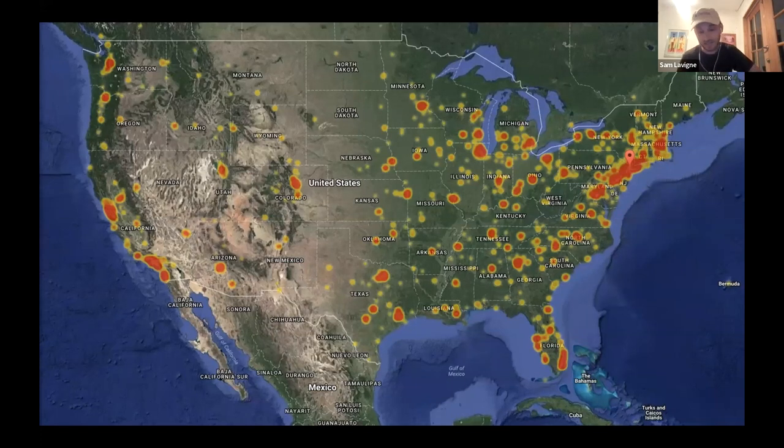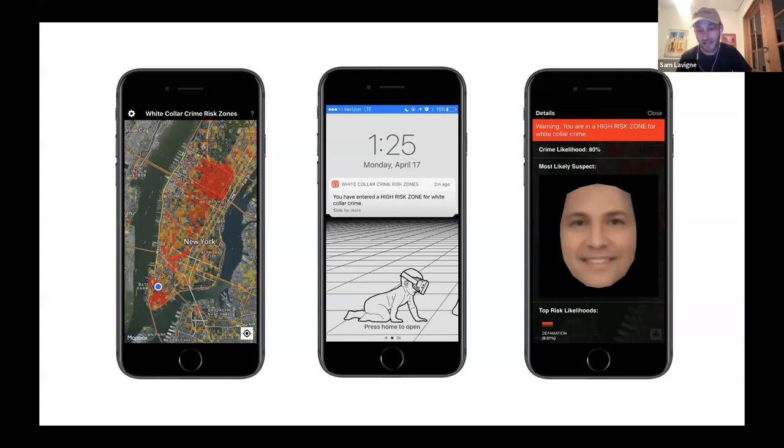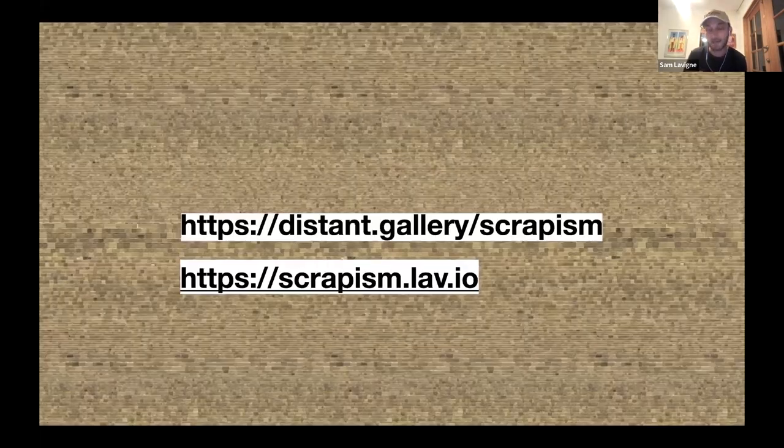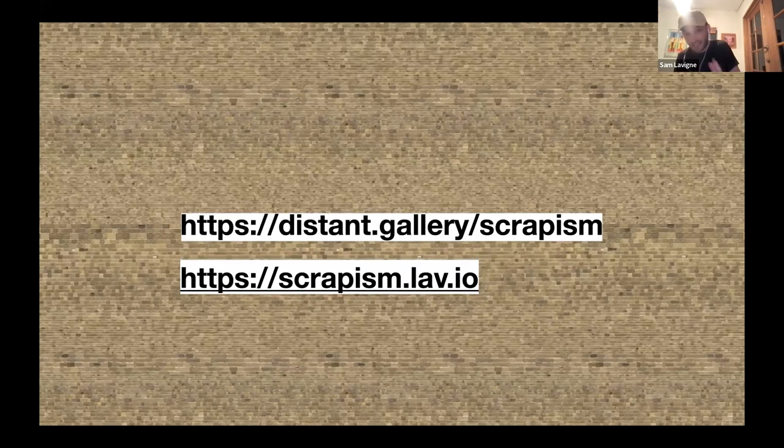The map covers the entire US. And there's also an iPhone app, which sends you push notifications when you enter a high-risk zone for white collar crime, so you can stay safe. And I think that's all. I'll just end it there.